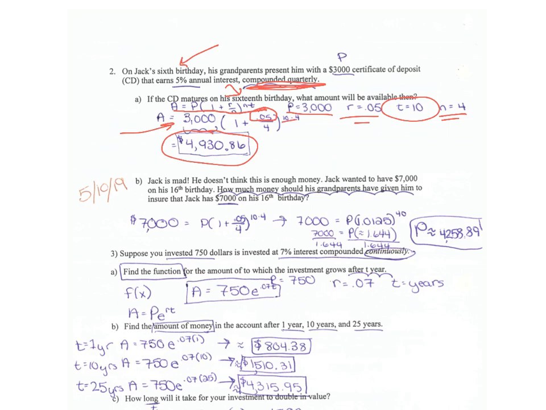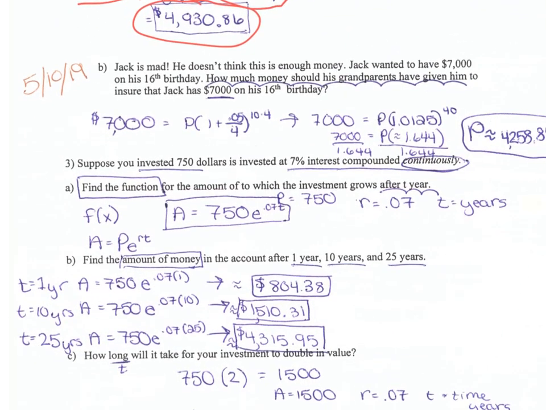And just remember to use order of operations. So 10 times 4 is 40. You do the parentheses value, raised to the 40, enter, and then you multiply by the 3,000. Okay, let's look at the next one.